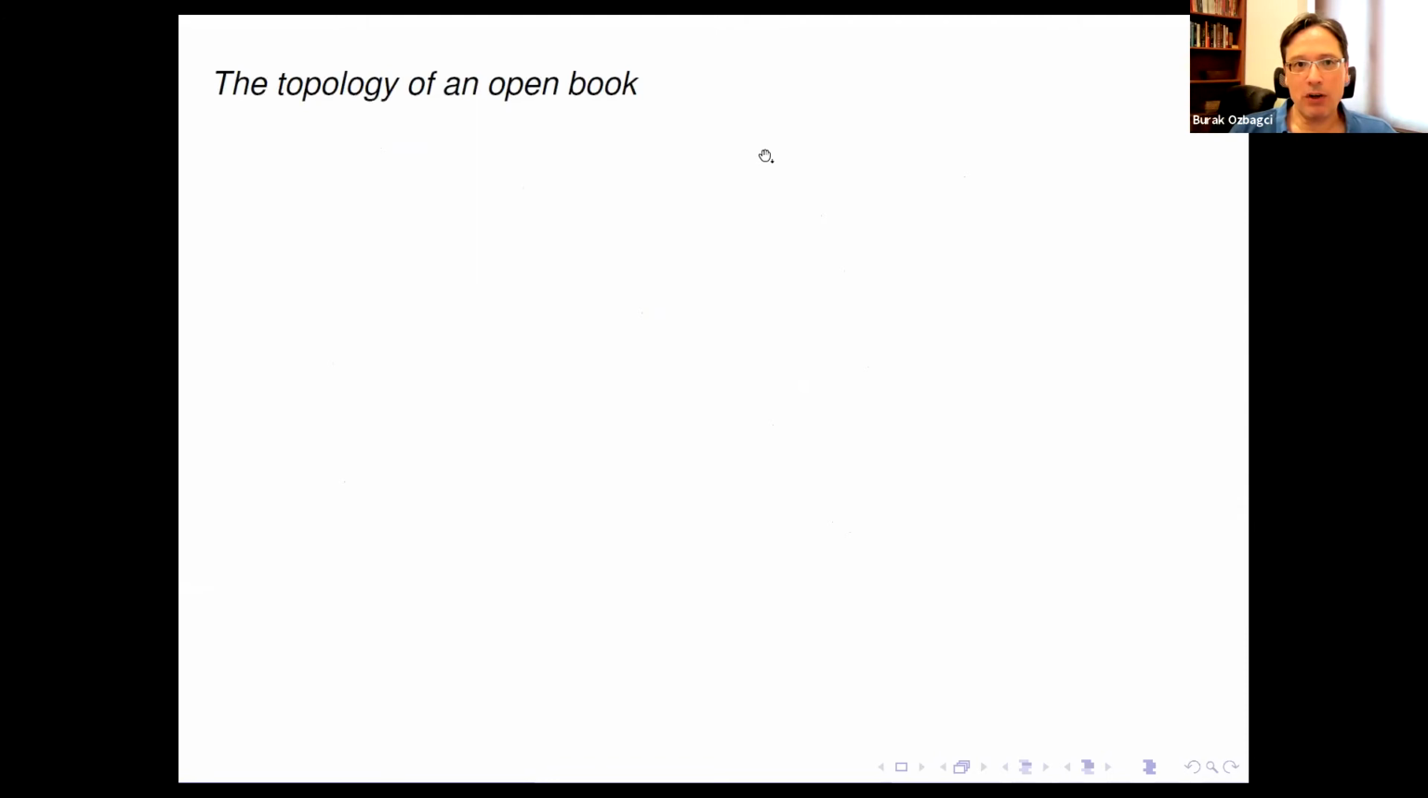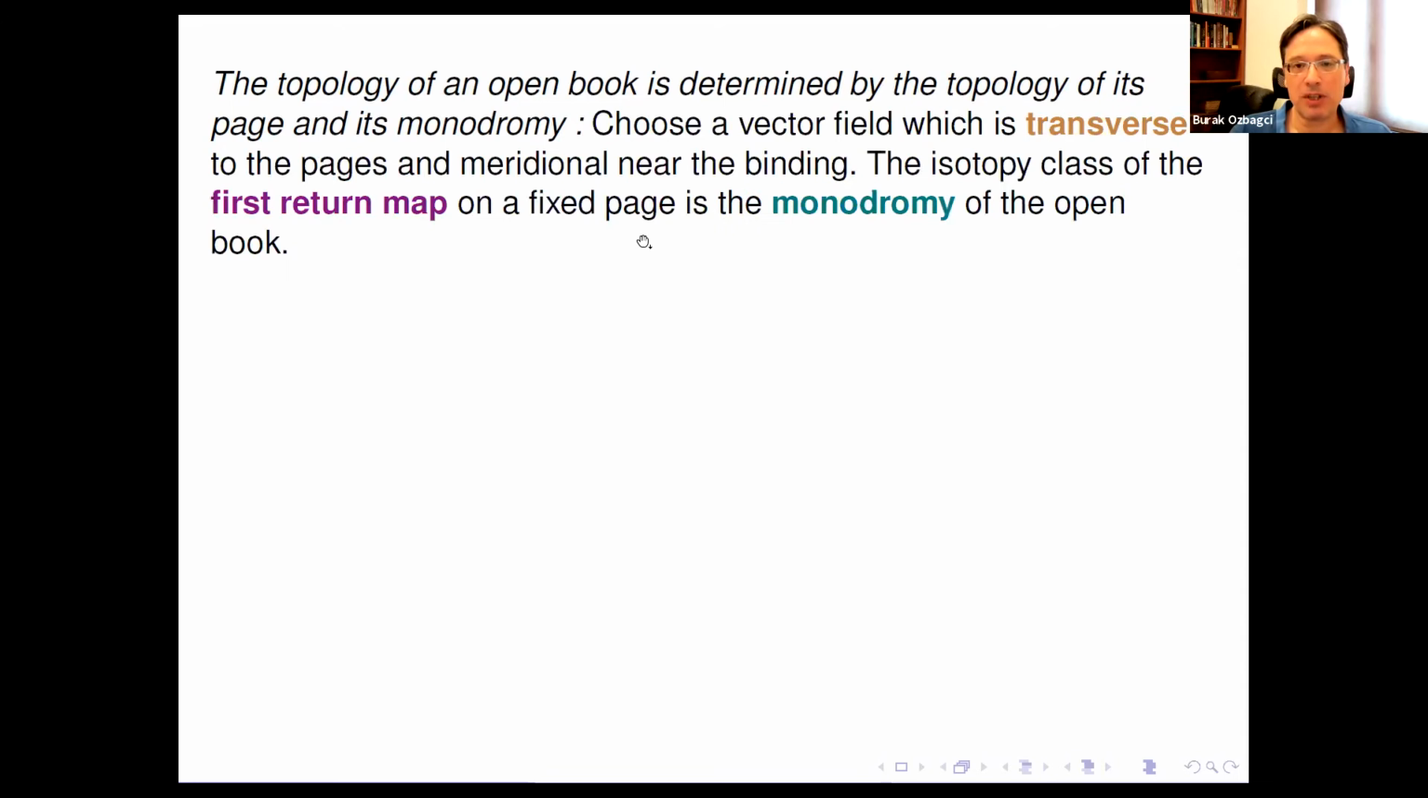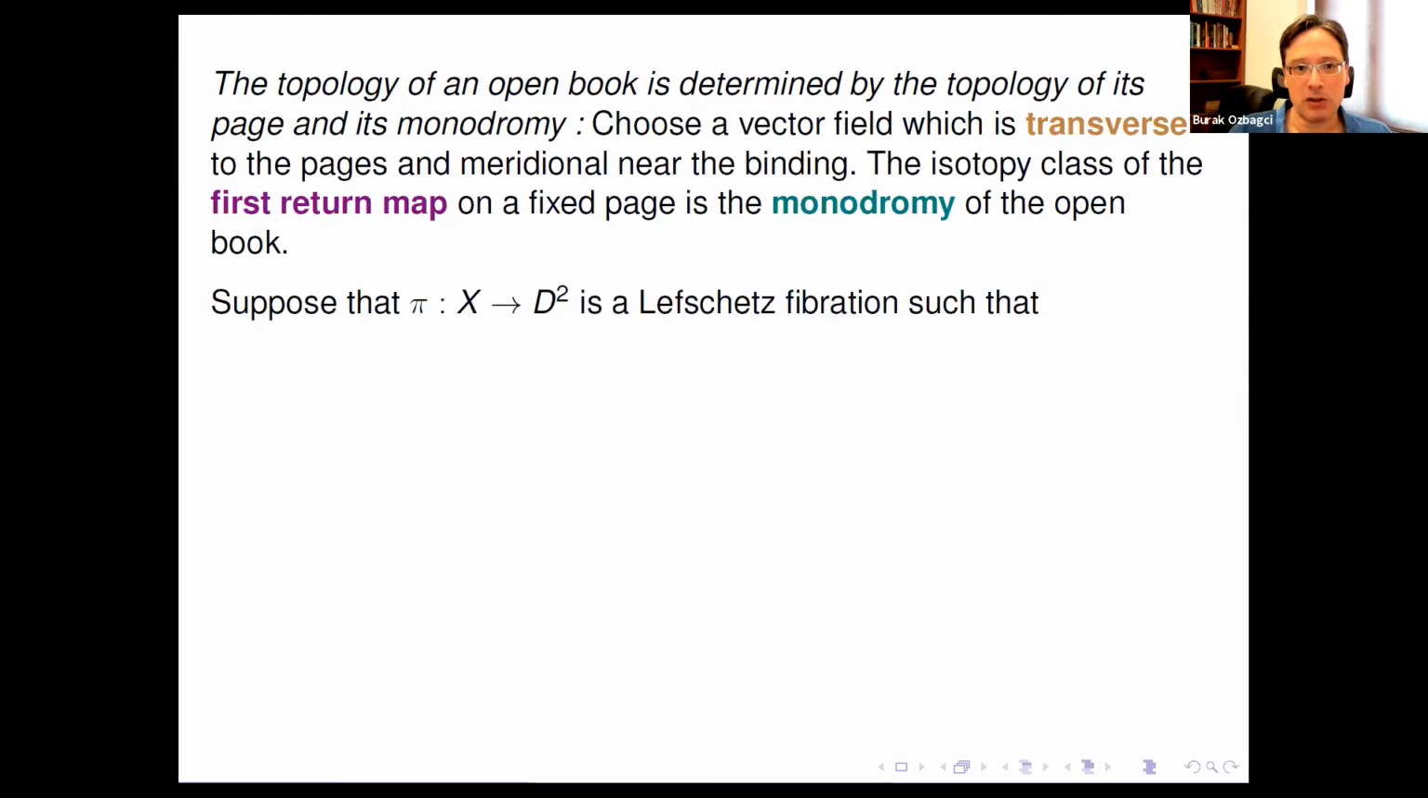The topology of an open book in general is determined by the topology of its page and its monodromy. We choose a vector field which is transverse to the pages and meridional near the binding. The isotopy class of the first return map on a fixed page is the monodromy of the open book. So now let's relate this discussion with Lefschetz fibrations.